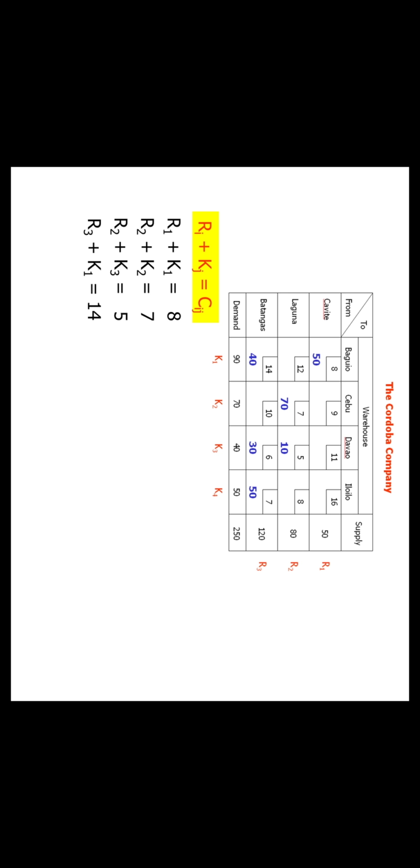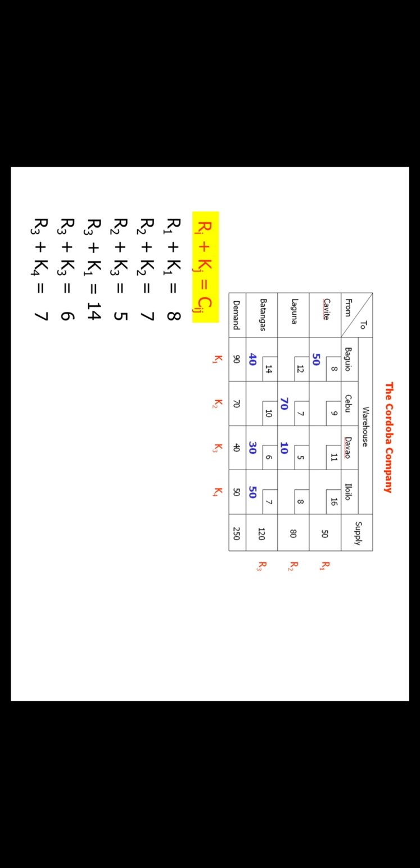Next, used cell, the one with the cost of 6. Row position is still at row 3. Column position is now at column 3. Applying the pattern, you would have r sub 3 plus k sub 3 equal to 6. And then we have the last used cell, the one with the cost of 7. Row position is still at row 3. Column position is now at column 4. The resulting equation would be r sub 3 plus k sub 4 equal to 7.